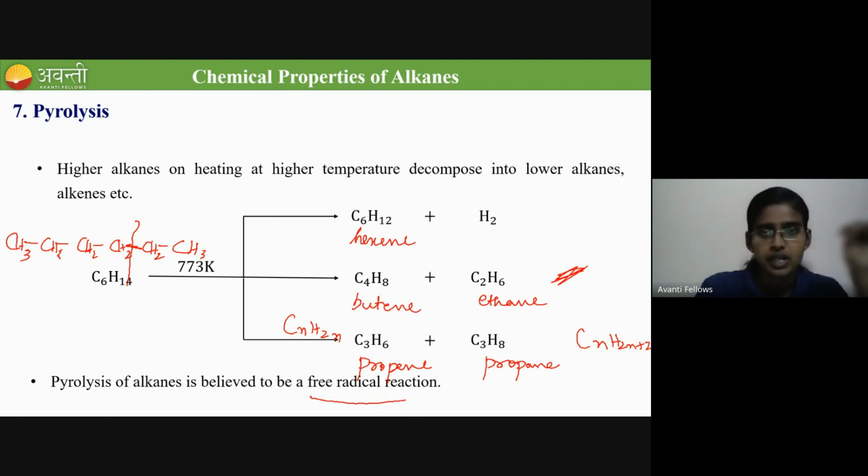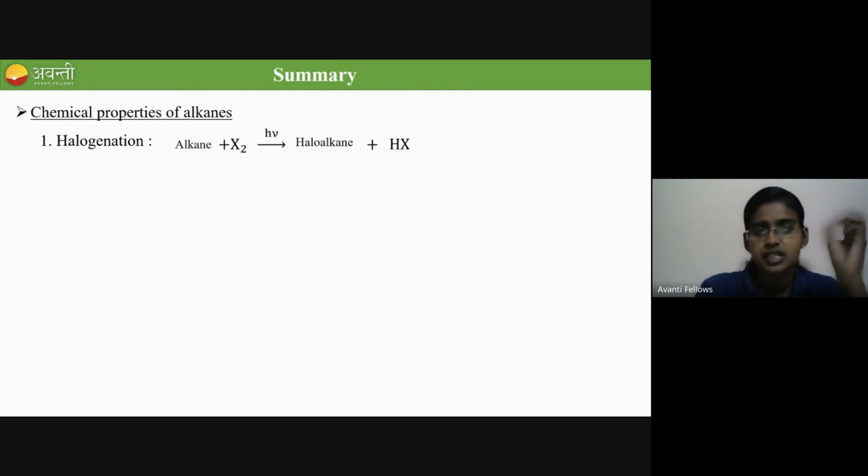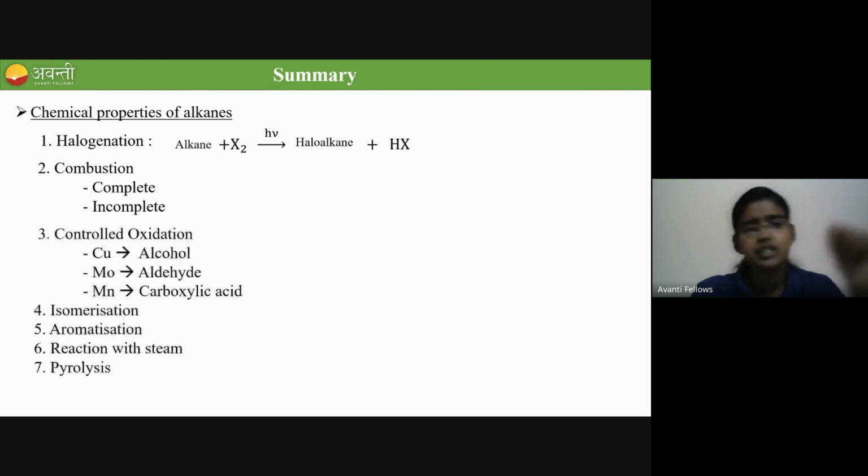Let me summarize the 7 reactions. Under chemical properties, the first is halogenation. This was the general reaction we took, and we prepared haloalkane. Under combustion, there were two types: one is complete and another one is incomplete. For incomplete, I gave you one formula, right? Just study that. Coming to the third reaction, it is controlled oxidation. In that, three different catalysts were used. For copper, we got alcohol. For molybdenum, we got aldehyde. And for manganese, we got carboxylic acid.